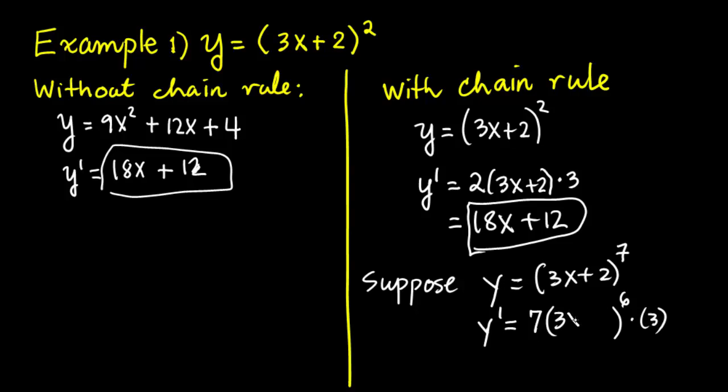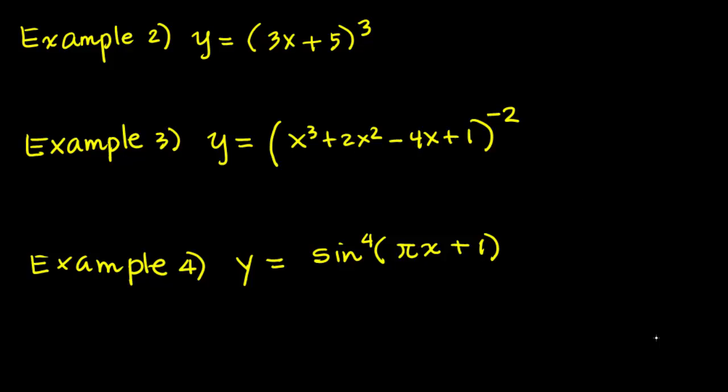And then you just replace that by whatever we acted on. So here, see how simple, taking the derivative of compositions using chain rule. So that becomes 21 times 3x plus 2 raised to the 6th. Okay, so let's see if we can practice some more. Here is a few examples.